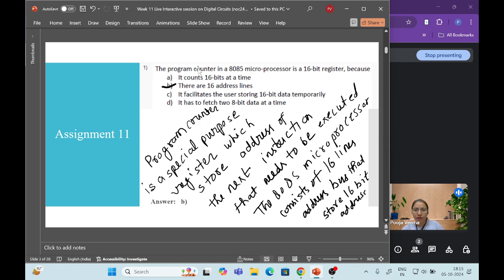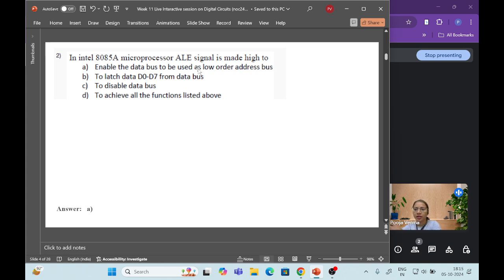Moving to the next question. In the Intel 8085A microprocessor, the ALE signal is made high to: option A, enable the data bus to be used as a low order address bus; option B, to latch data D0 to D7 from the data bus; option C, to disable the data bus; or option D, to achieve all the functions listed above. Which one will be the correct option?